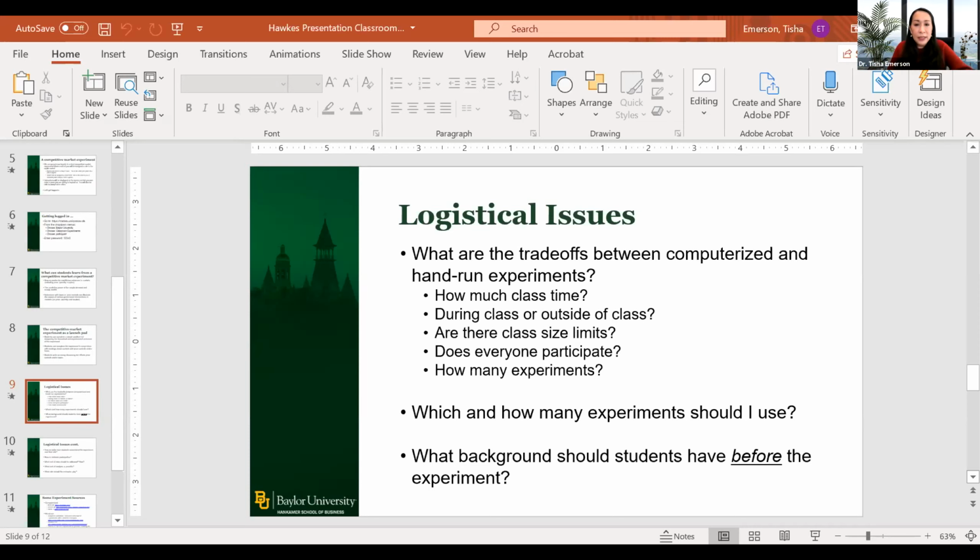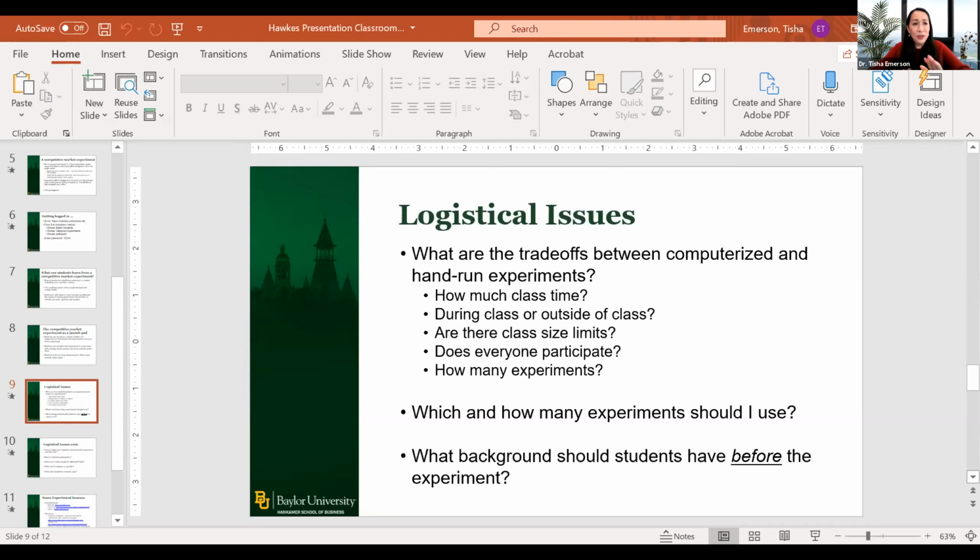Are there class size limits? To some extent, yes. Certainly with the hand-run, if you have 100 people in your class, you're not really going to be able to do a hand-run experiment. But the good news is you can do computerized experiments with very large classes, and so still have that experience for your students. For smaller classes, you might be worried that some of your classes might be a little bit too small to have a thick enough market. I certainly have been worried about that, but that's not been a problem. But if you are really concerned, if you use computerized and augment your class with robots, then you can have a thicker market.